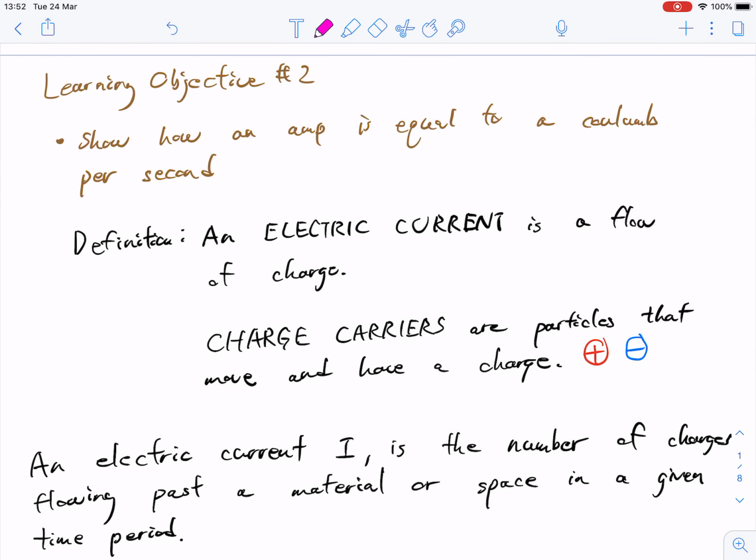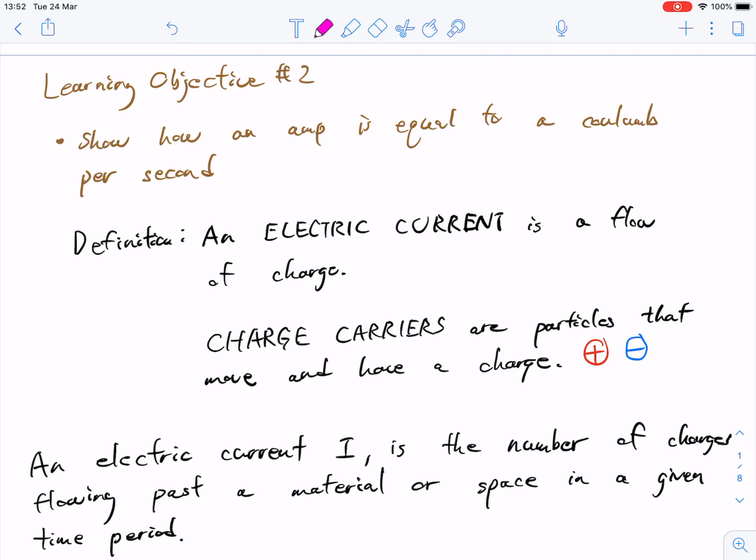All right, so on to the new stuff for today. Learning objective number 2, show how an amp is equal to a coulomb per second. So again, we're sort of focused on a formula here, but let's maybe first look at a few definitions in order to understand the whole thing. So we got to define a few things here.